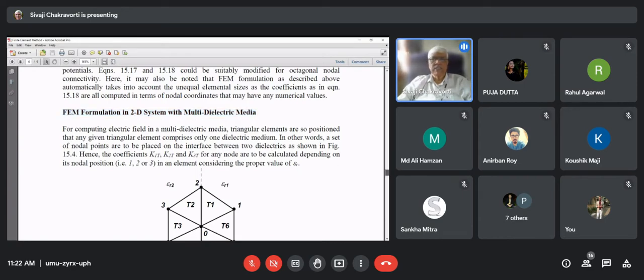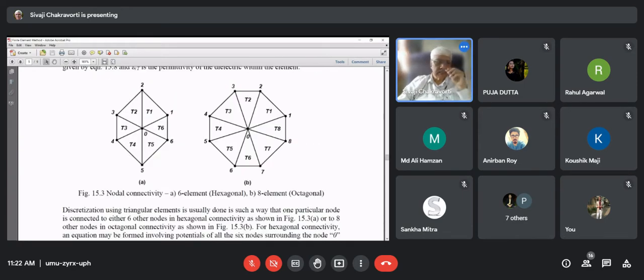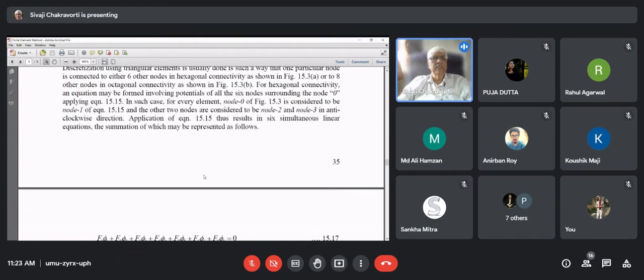But before that, I slightly go back to this diagram, to see how we developed these equations. Our target node is node 0, which is our convention even in the finite difference. We can have hexagonal connectivity or octagonal connectivity, and then we developed the equations in our last class, and I have also sent you the note.